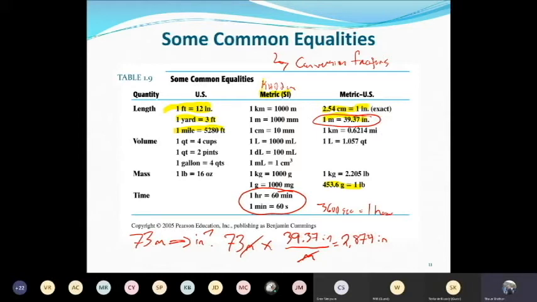Now, the way I figured that out is, again, I take the inches and I divide it by 60 inches because that's how many inches are in a 5-foot person. And that means that you have 48 people that could fit in. That's a long distance. So that's how you do one conversion factor.